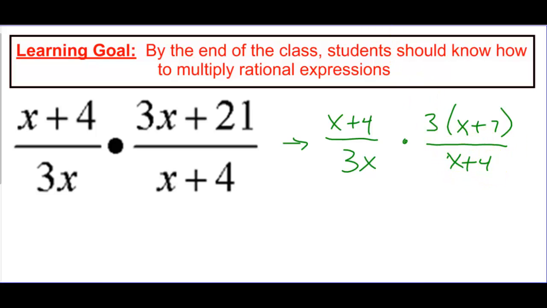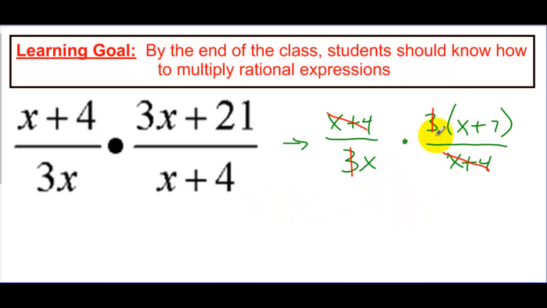Okay, and so now when I look for things that match, factors that are the same on the top and the bottom, I see an x plus 4, that cancels out an x plus 4. And I see a 3 here, which I can cancel with this 3 that I factored out. Because again, you can't factor sums or differences, but 3 times x, and this is 3 times x plus 7. So that means that they're both factors.